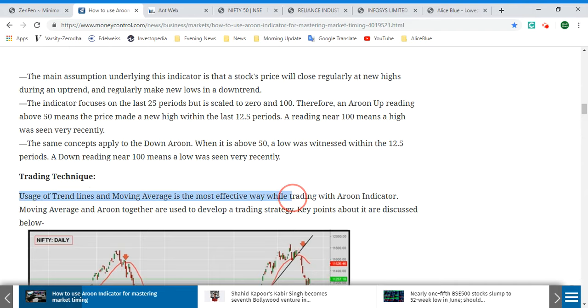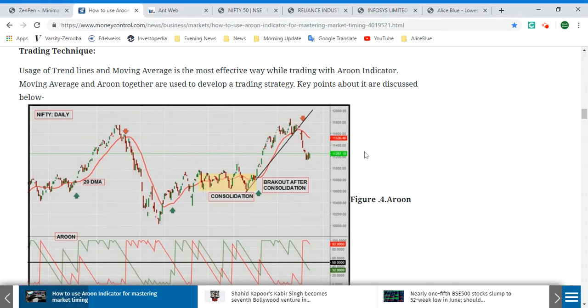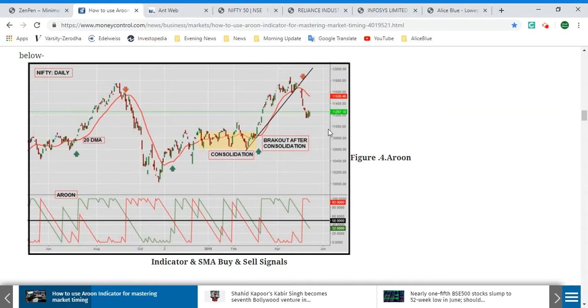Now let's see the trading technique. Usage of trend lines and moving averages is the most effective way of trading with the Aroon indicator. So the moving average and Aroon together are used to develop a trading strategy. Here we have the example on this candlestick chart. They have the moving average line and the Aroon indicator. This is a 20-day moving average line.